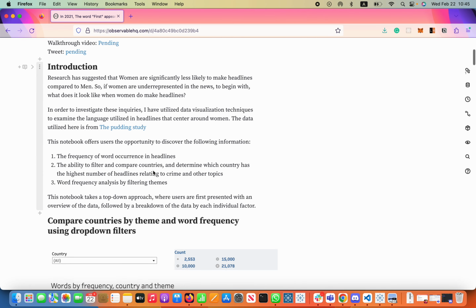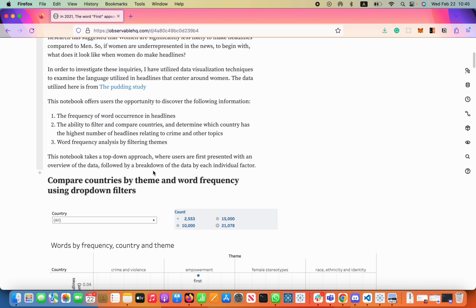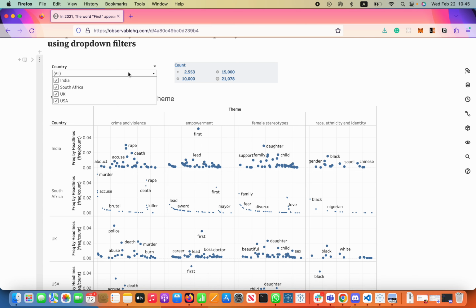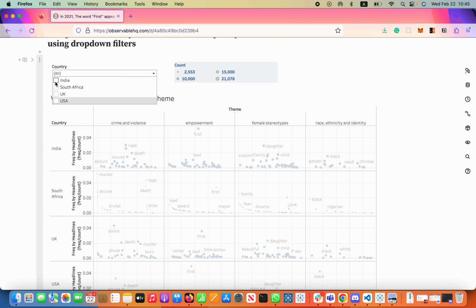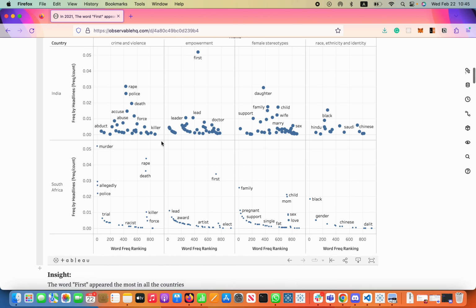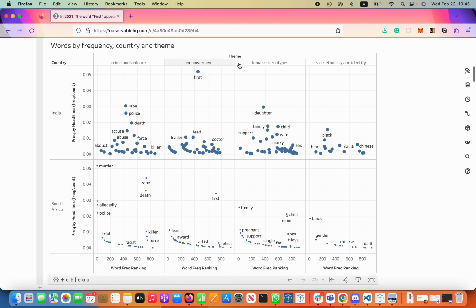So first I have an introduction as to what you can do with this notebook, and I have built an interactive visualization dashboard using Tableau and Vega-Lite for data exploration. In this Tableau dashboard, I have given the user a choice to select countries and compare what words appeared most in which theme across countries. Frequency by headline is calculated by frequency by count, and word rank frequency is relative to how many times a word has appeared in the data set.